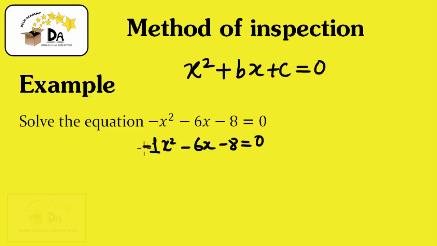So in order to apply the method of inspection, the coefficient of x squared needs to be made 1. This can be achieved by dividing through by the current coefficient of x squared, which is minus 1. So you can divide through by minus 1. But another approach would also be to multiply the equation through by minus 1. Multiplying through by minus 1 or dividing through by minus 1 gives x squared plus 6x plus 8 equals 0.